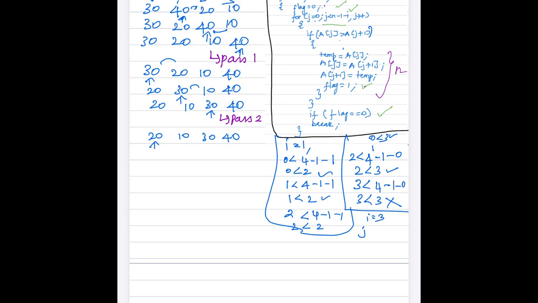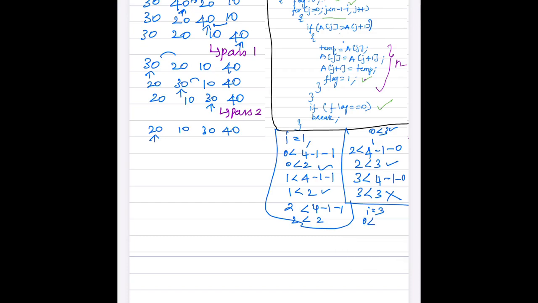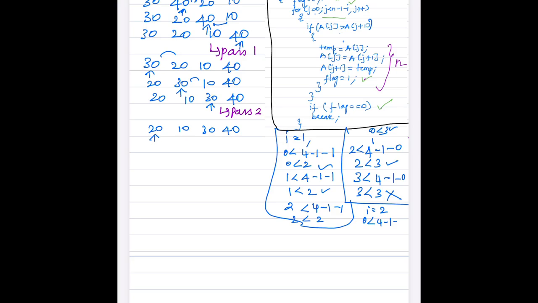Sorry, j less than n minus 1 minus i. What is j here? It is 0. 0 less than, what do you have to check? n is 4. 4 minus 1 minus i. i is 3, right? We started from i equals 0, 1, 2. Sorry, i is 2 here. I'm sorry. So i is 2, and we have to check is 0 less than, 4 minus 1 is 3, 3 minus 2 is 1. 0 less than 1.